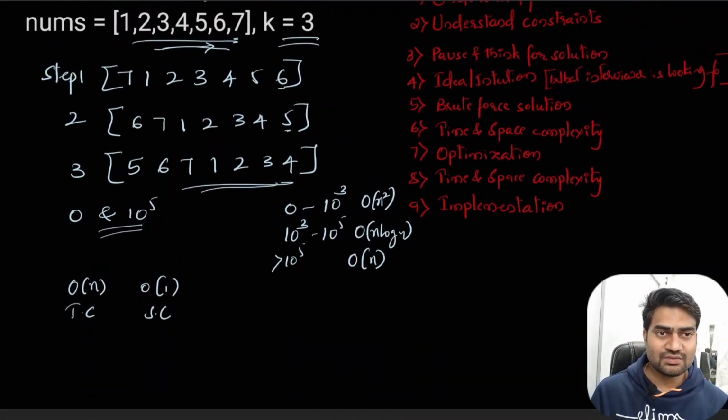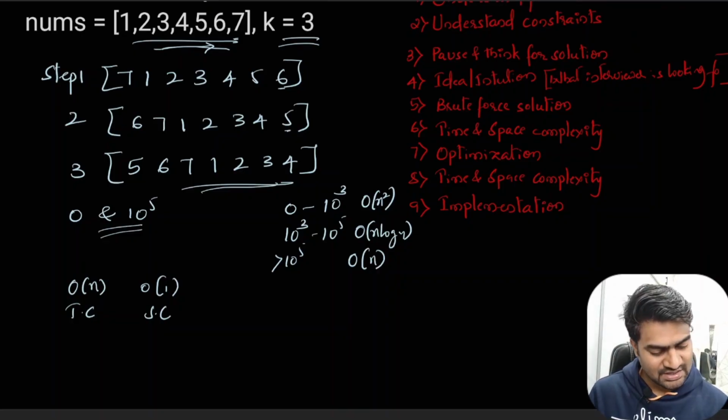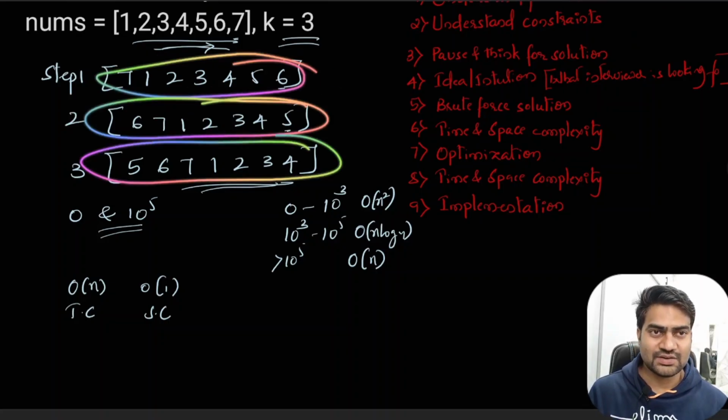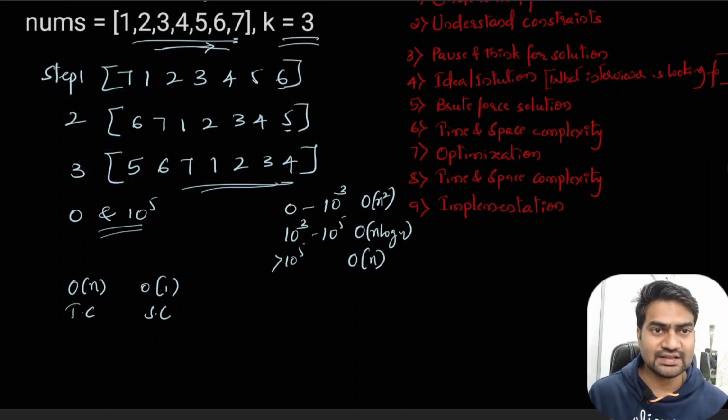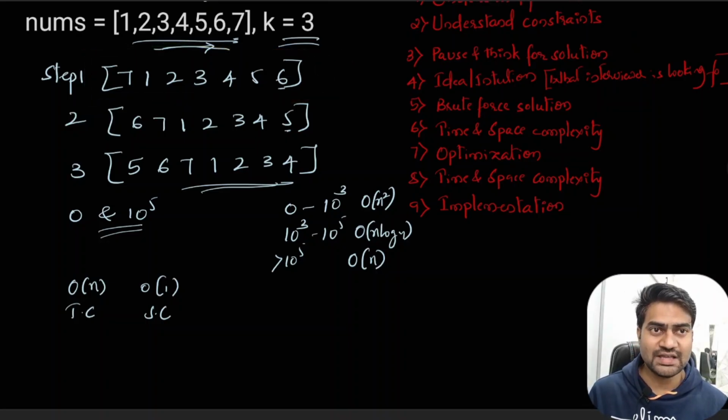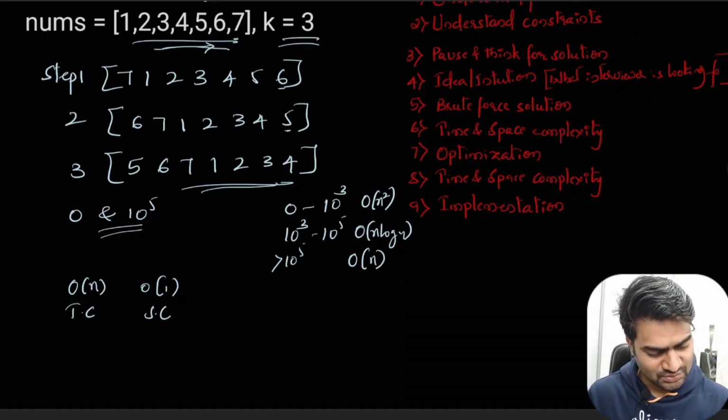If you look into this problem, what is the bare minimum solution that you can think of initially? I will take this array and rotate it 3 times, something like this. This is the first rotation, second rotation, third rotation. Let us implement it the same way. For that, first we need to implement how to rotate this array by 1 position. So let us do that.